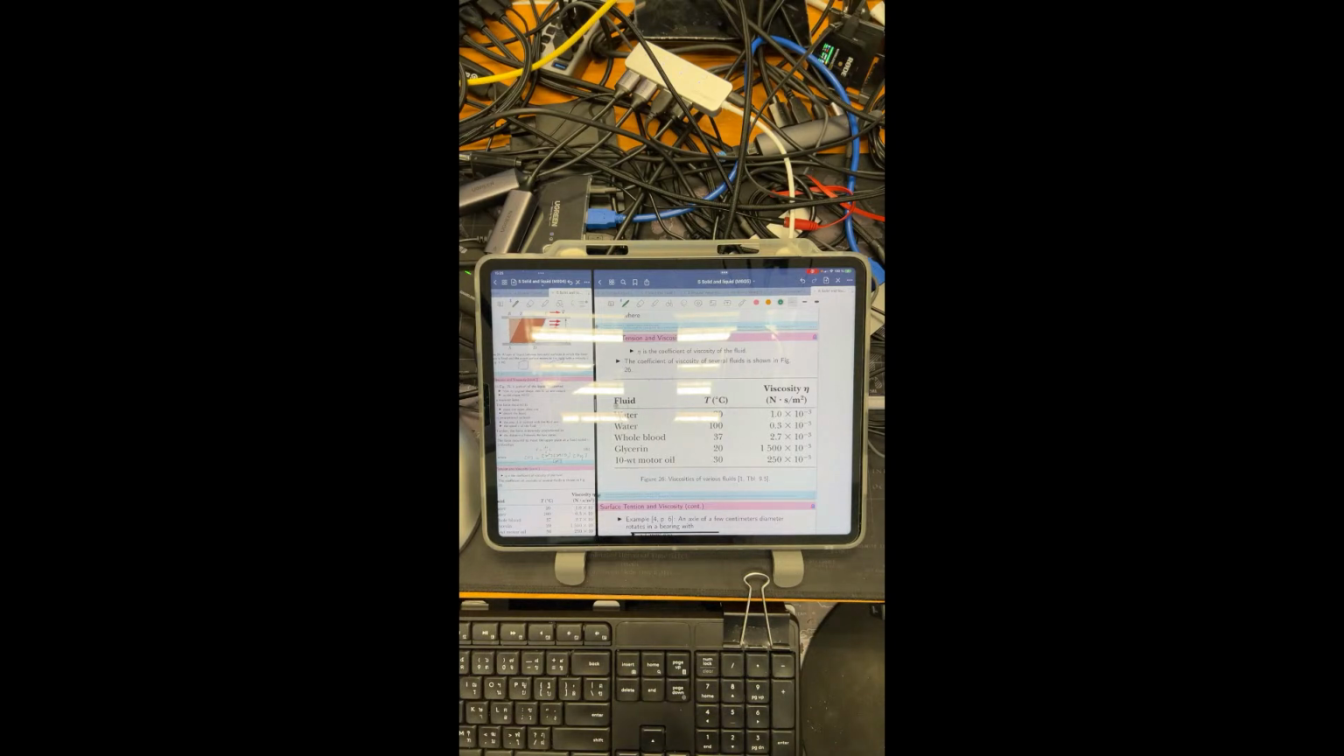We have several materials. For example, water at room temperature, water at the boiling temperature of 100 degrees Celsius, whole blood, the blood inside our human body, glycerin, and 10 WT motor oil. Inside the engine, we need lubrication, otherwise we are going to have friction, and friction will bring wear. When the engine is worn, we cannot use it at all. So motor oil is the substance that protects the engine from wear. Those are 4 or 5 examples of fluids that we could find in reality.